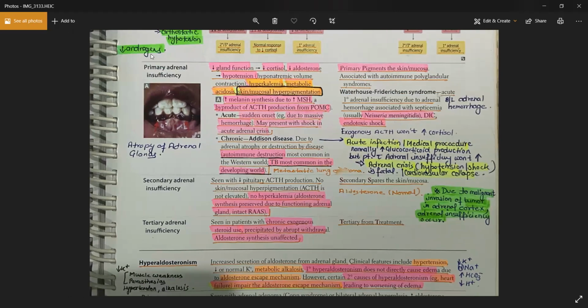In case of a primary adrenal insufficiency, even if you give the patient this exogenous ACTH, the glands were not there, right? The glands were not working. So even if you give the patient exogenous ACTH, it won't increase the cortisol, right? Okay.